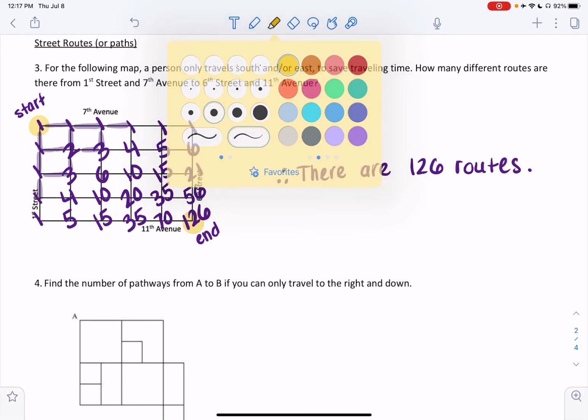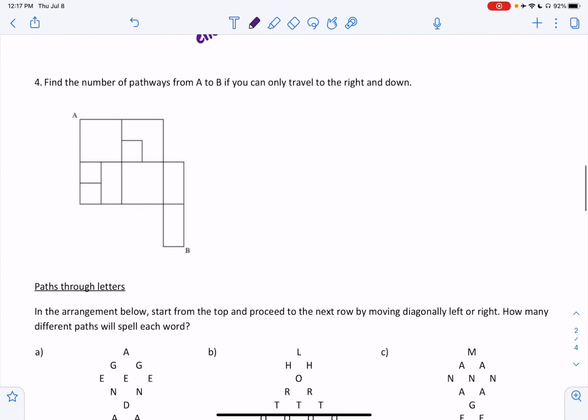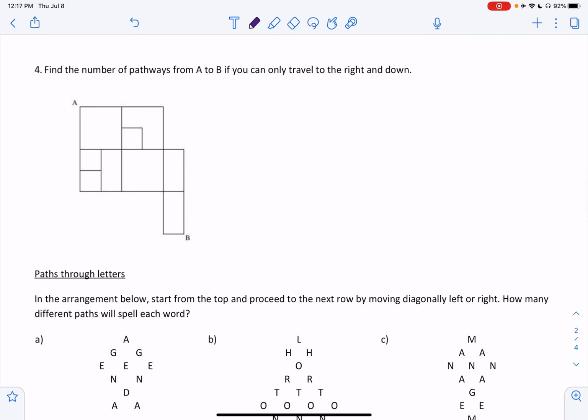Let's try another one that gets a little bit more complex. We don't always have just standard rectangles like this. Sometimes our shape is a little different. So here we're going to do the same thing. The only thing is we need to be a little bit more cautious of which directions we can go. So we'll start at A and we want to go to B. We can only move right and down, very similar to what we were doing before. So we want to start here and end here.